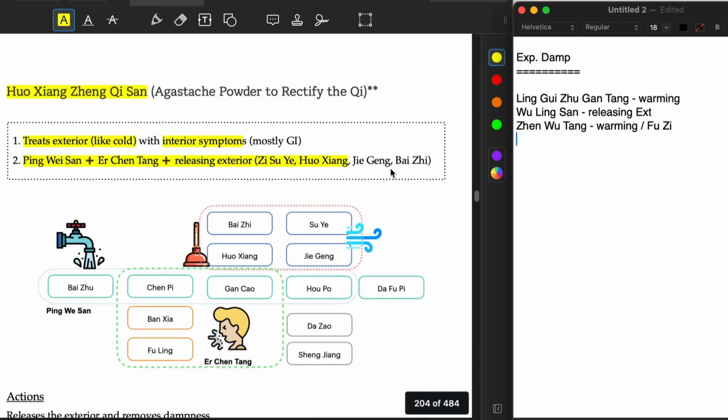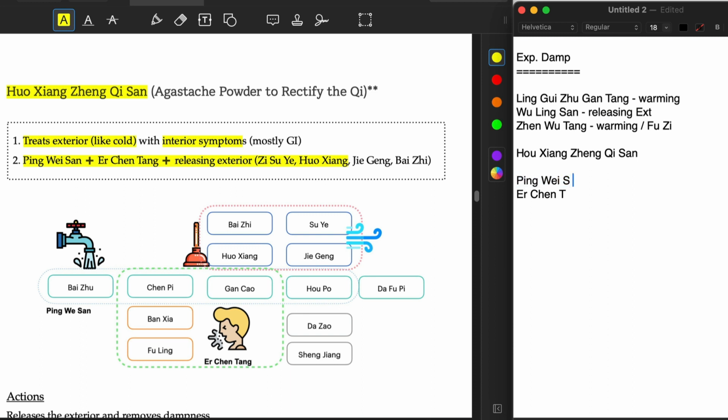First, Hoshang Chengchisan. Hoshang Chengchisan is a variation of Pingwei-san and Erchentang. So it has Erchentang inside and also Pingwei-san. As you can see, Pingwei-san, Erchentang, Hoshang, Chengchisan. So Pingwei-san treats dampness. Is that right? This is the foundational formula for dampness.